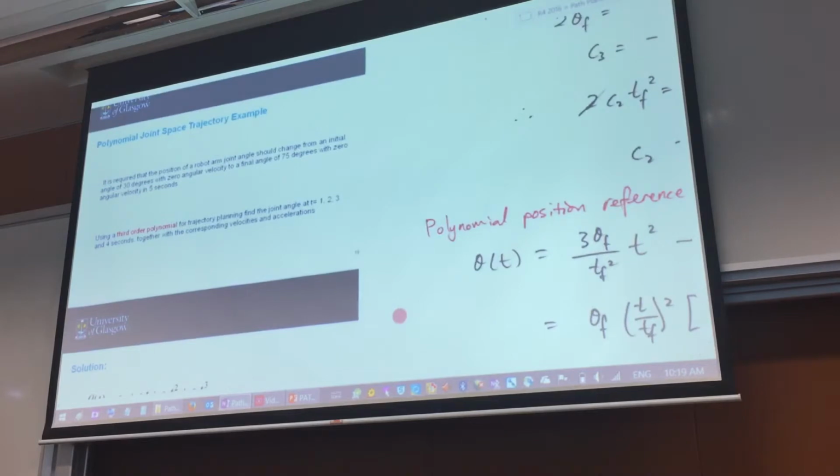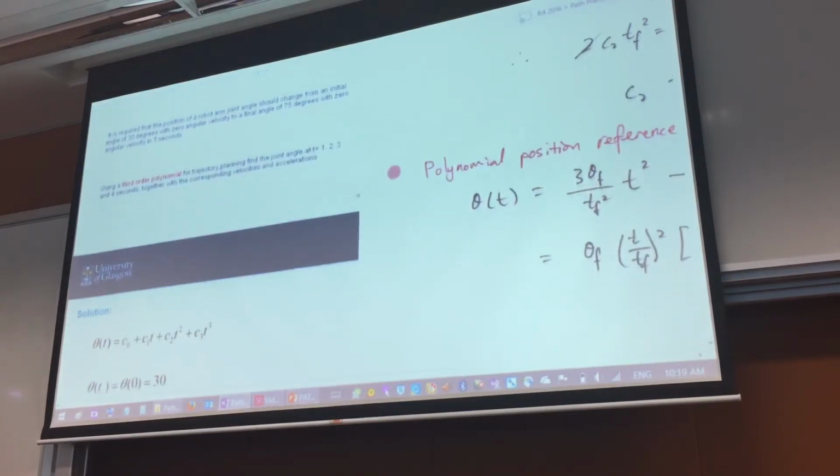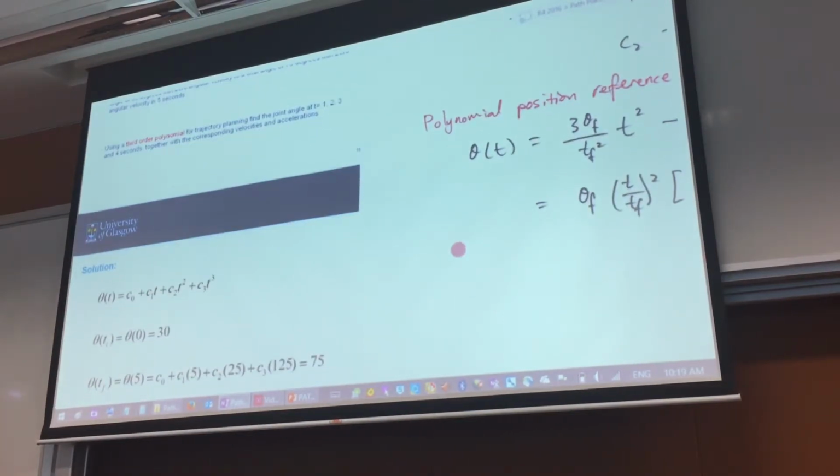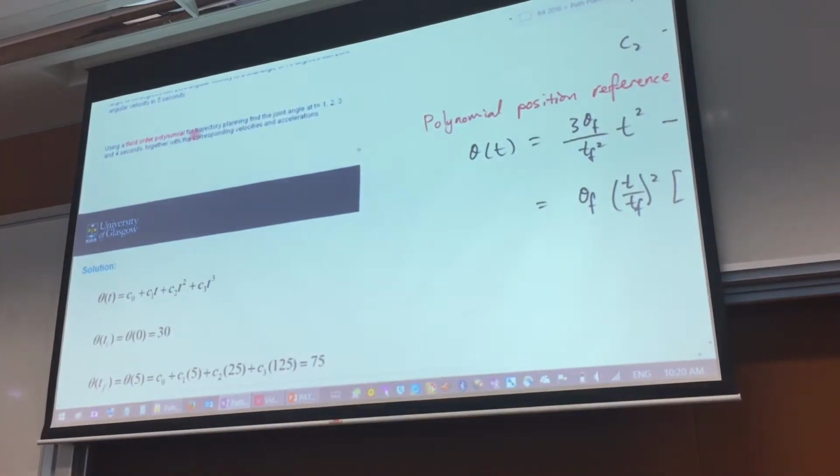All right, this example over here. It's a lot of words, so what I'm going to do is a sketch of that so that you'll be able to see what the setup is. Particularly in this question, you could see that it's saying using a third order polynomial for trajectory planning. That's where it's mentioned here.